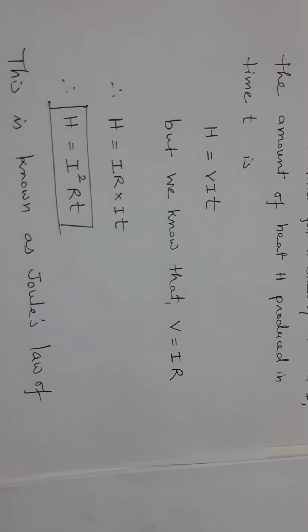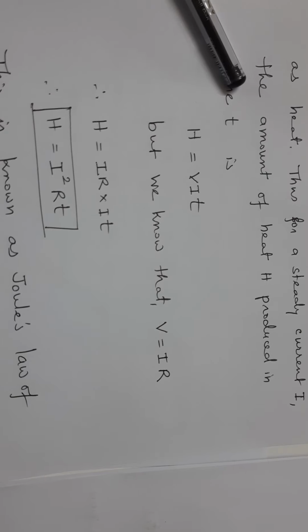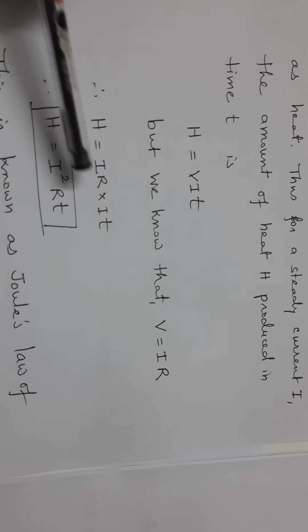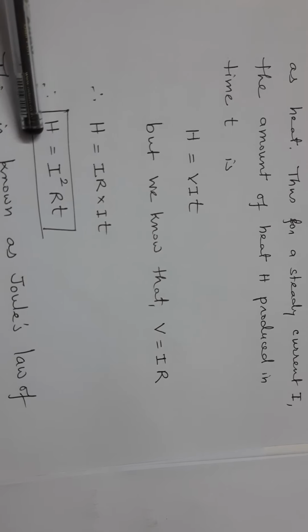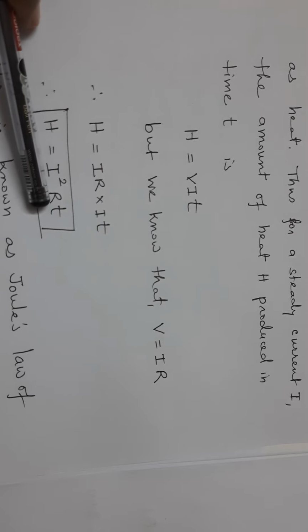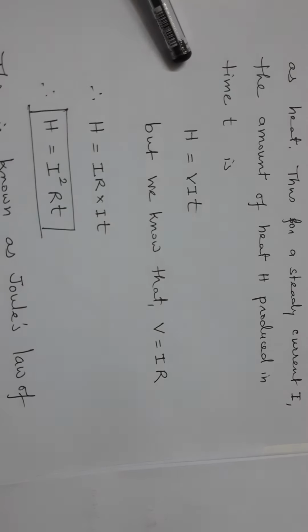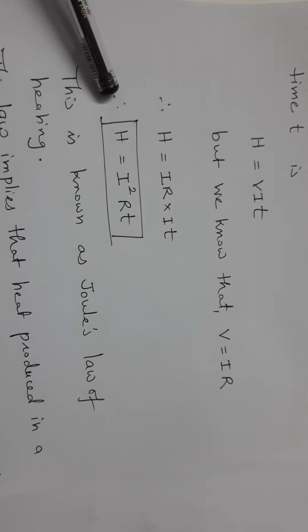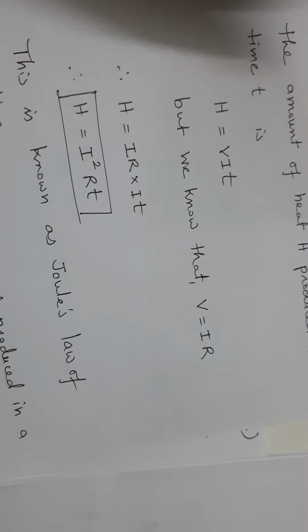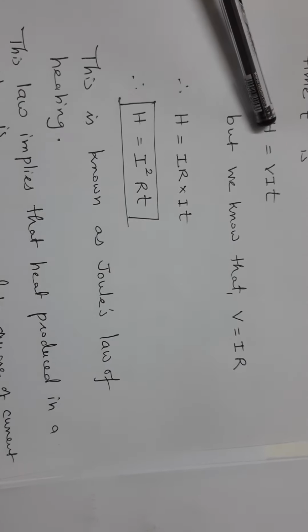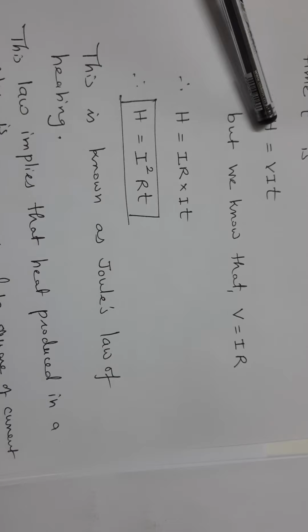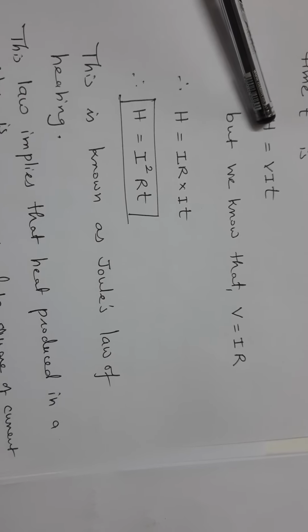But we know that V is equal to IR. So instead of V, if we replace IR, then it will be IR into It. And that's why we will get I into I, that is I square Rt. H is equal to I square Rt. A very important result that we are getting. This particular relation, this particular equation, is known as Joule's law of heating. Do remember, and how it is derived has been explained. You might be asked to even derive this particular relation, H is equal to I square Rt.